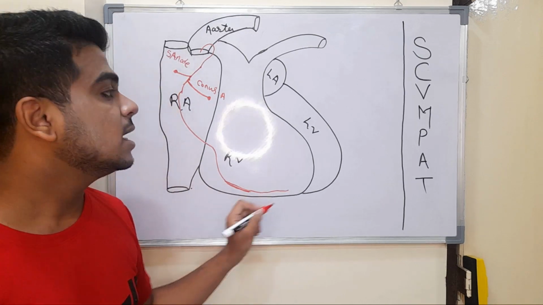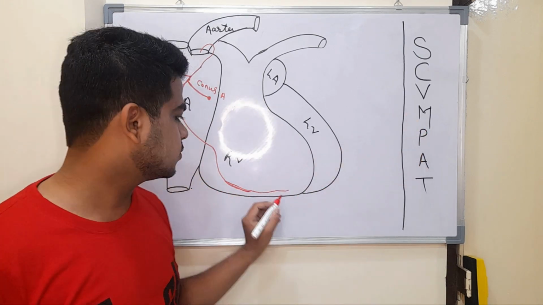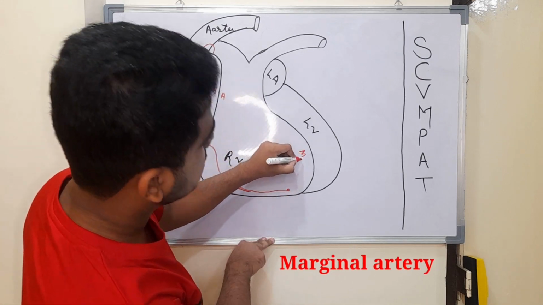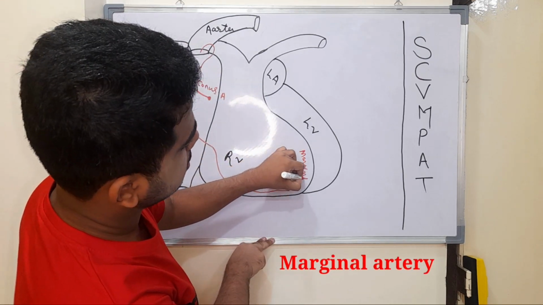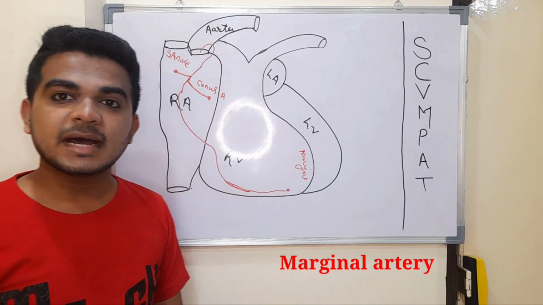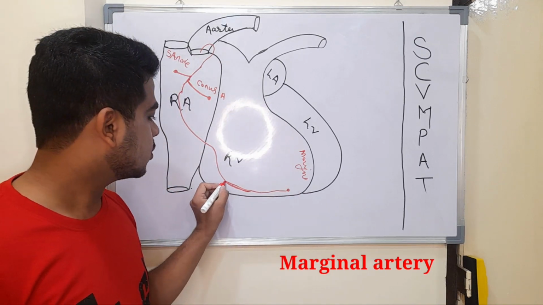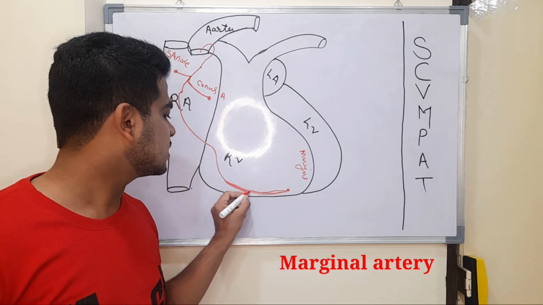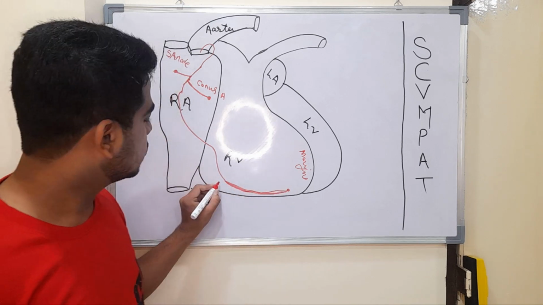It's known as the marginal artery. This artery is known as the marginal artery, on the anterior surface. This highlighted portion is the right marginal artery.